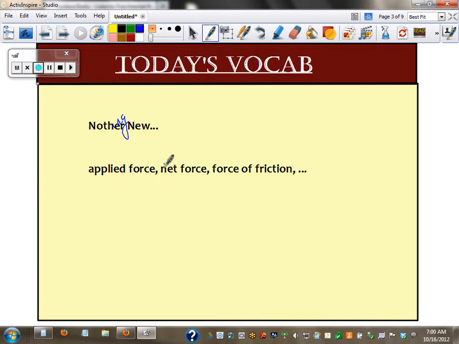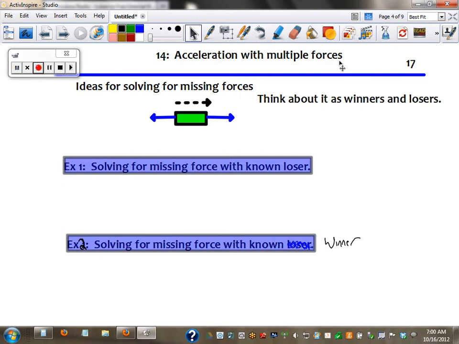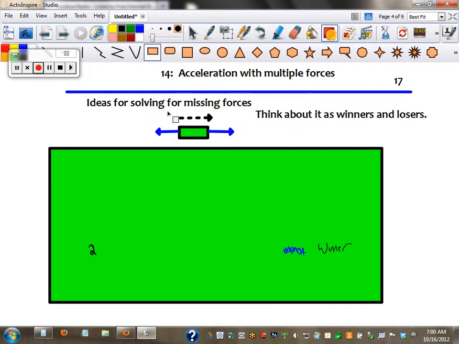So the vocab we're going to use: applied force, net force, force of friction, drag, air resistance. We're going to use a lot of our forces today. And the topic is acceleration with multiple forces, page 17. So we'll ignore the bottom part for now, but I would like you to do the top.